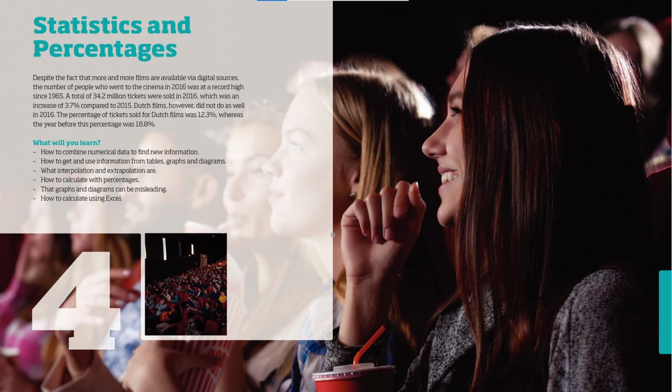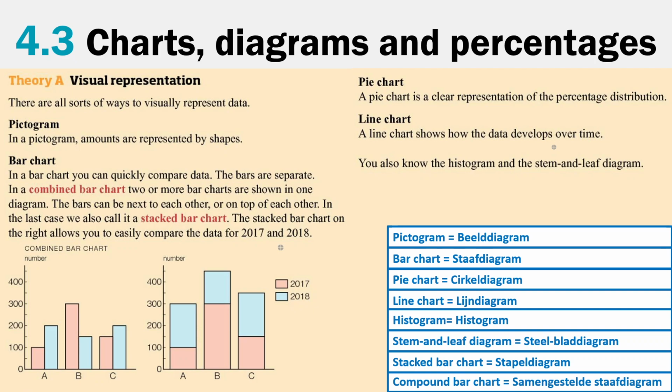Hey everyone, let's take a look at the last paragraph from chapter 4, 4.3. We're going to take a look at charts, diagrams and percentages. And the theories in this paragraph are a bit weird. They don't really explain anything new to you. They more say, oh, you have to watch out for this, oh, you have to use this like this.